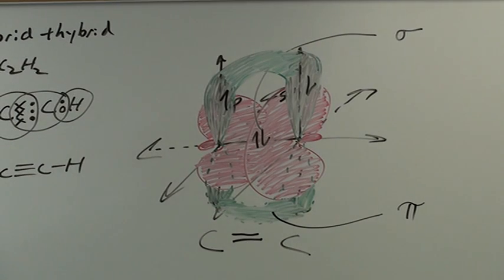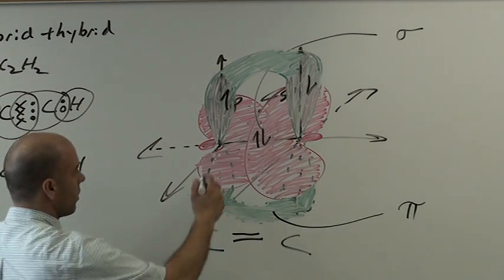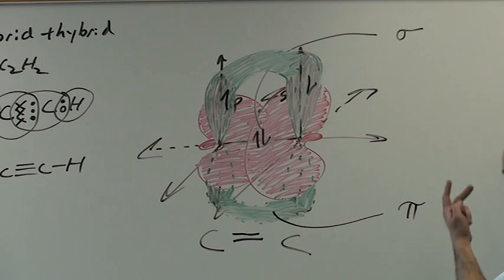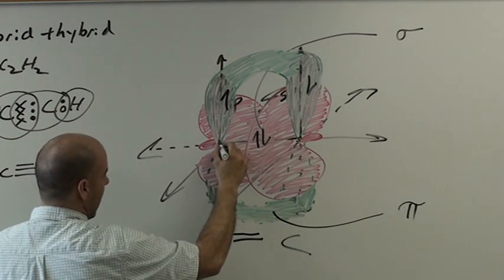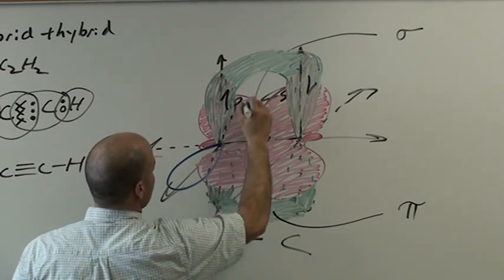Don't forget, we had another p orbital, right? We had two p orbitals with one electron in it. So that third p orbital is on the y-axis.